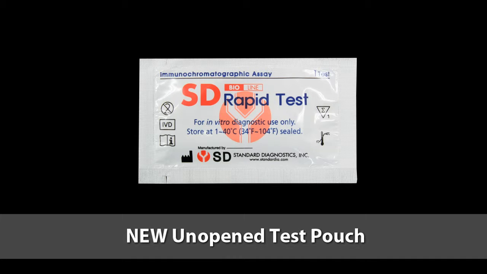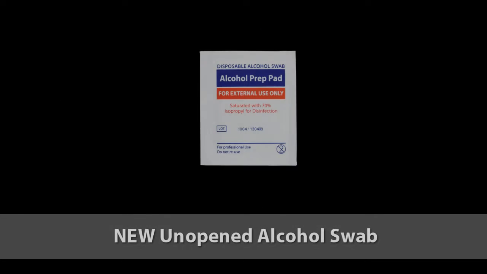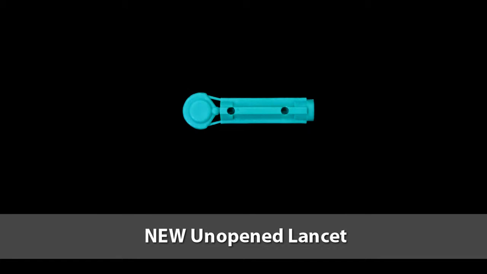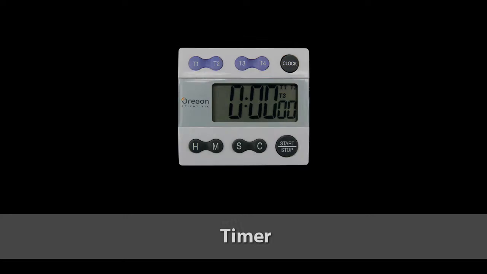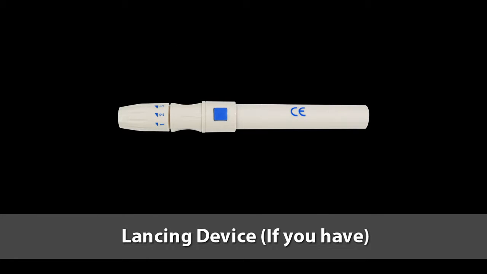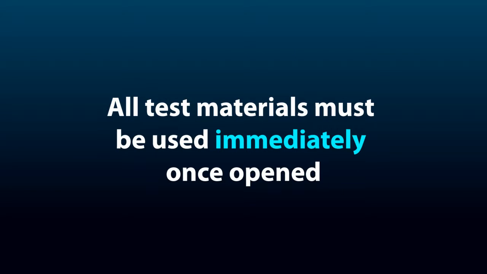New unopened test pouch. New disposable capillary pipette or specimen loop. New unopened alcohol swab. New unopened lancet. New disposable gloves. Buffer. Timer. Lancing device. Now remember, all test materials must be used immediately once opened.